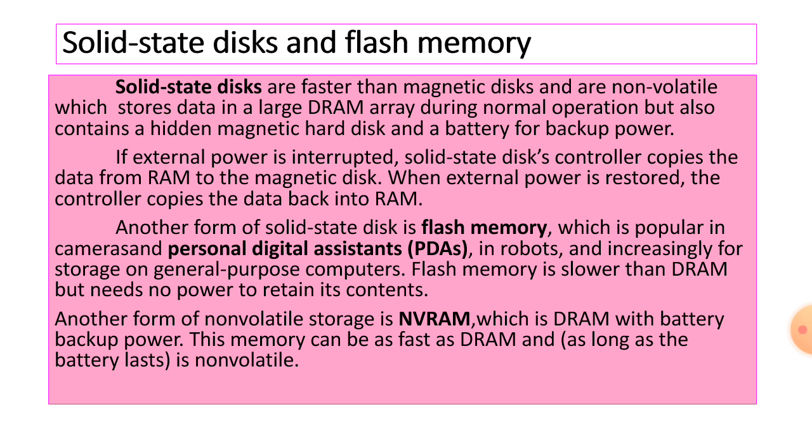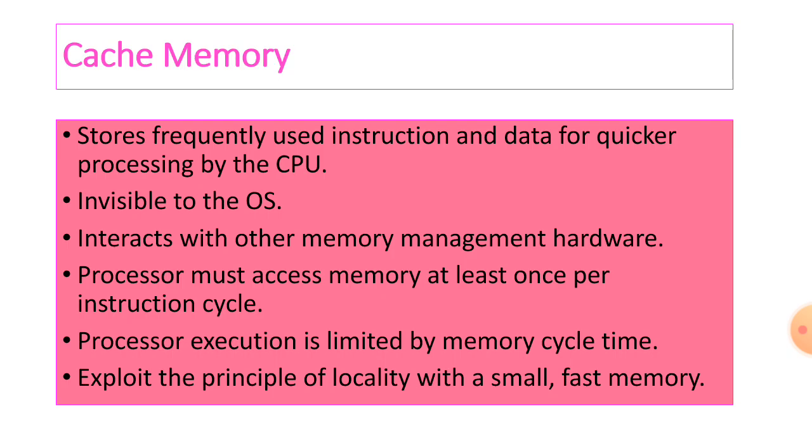Another form of solid state disk is flash memory, which is popular in cameras and personal digital assistants, in robotics, and increasingly for storage on general purpose computers. Flash memory is slower than DRAM but needs no power to retain its content. Another form of non-volatile storage is NVRAM, which is DRAM with battery backup. This memory can be as fast as DRAM and is non-volatile.